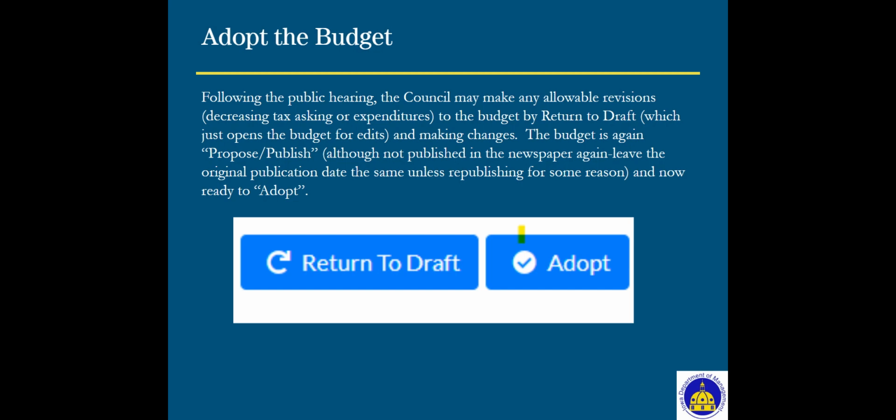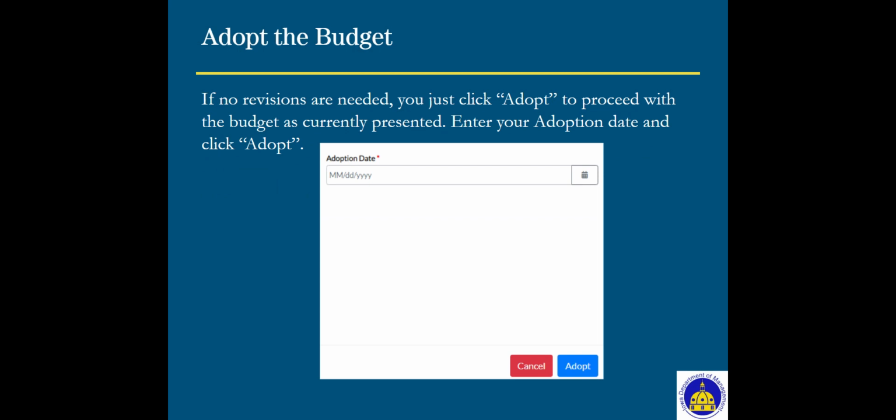You would go into the budget and return to draft, which just basically opens the budget up for edits. You make your changes as directed by the council and save again. You would propose and publish again, just to move it through the process, but obviously you would not publish in the newspaper again because you're decreasing the amount that you're asking for. And then you're ready to adopt. And obviously, if the council didn't make any changes, you would just go back in and click adopt to proceed with the budget, and then you enter the adoption date and click the adopt button.